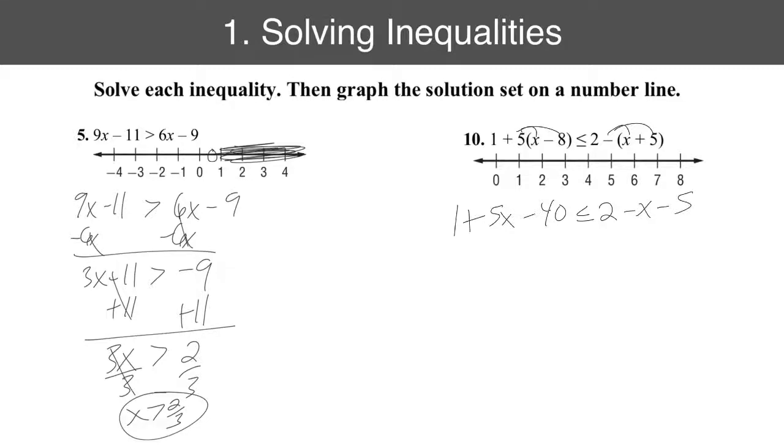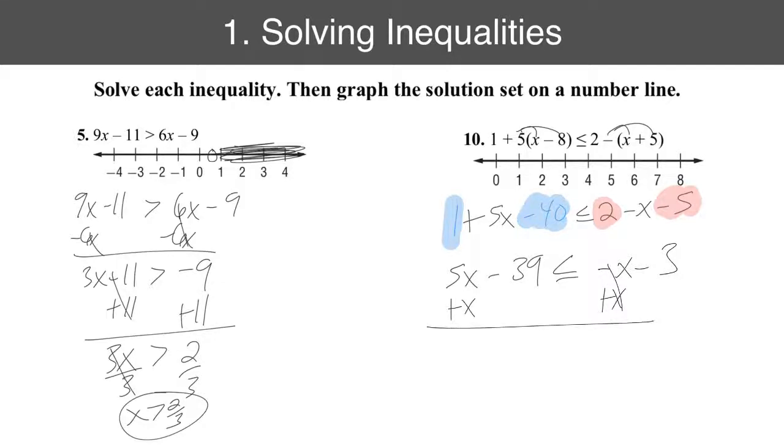All right, now let's combine some like terms. On the left side, we can combine the 1 and the negative 40. So 1 minus 40 would give us 5x minus 39. And then on the right side, we can put together the 2 and negative 5. So 2 minus 5, we'd be left with negative 3. So on the right side, I would be left with negative x minus 3. Now that I've combined all my like terms, I start moving things to solve the inequality. First, I'm going to move my x's. So I'm going to add this x over to the left side. 5x plus x will leave us with 6x minus 39 is less than or equal to negative 3.